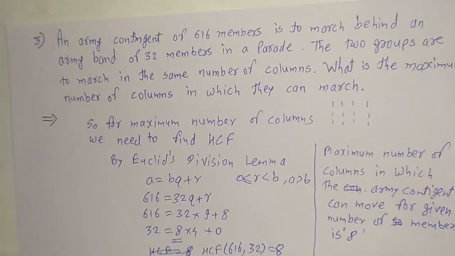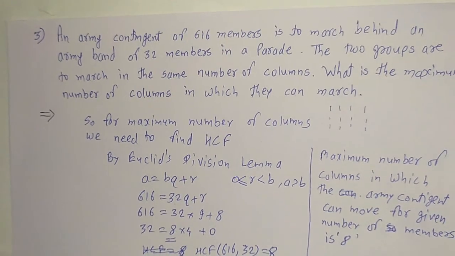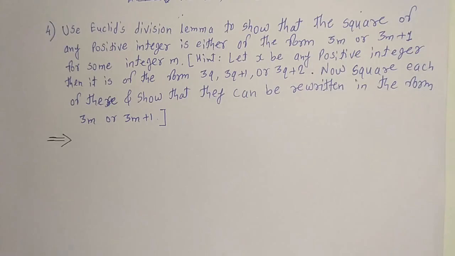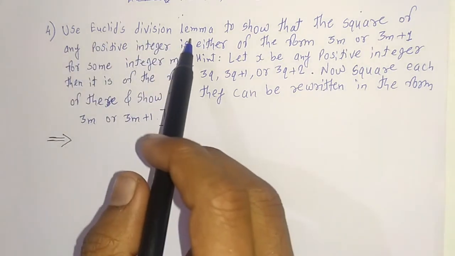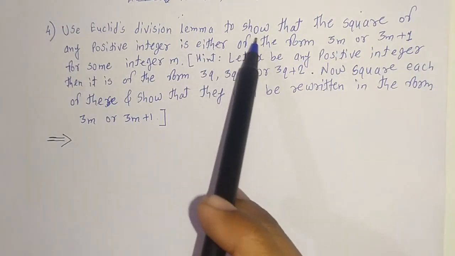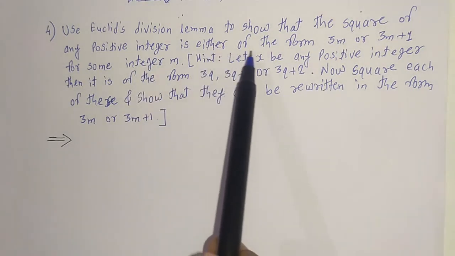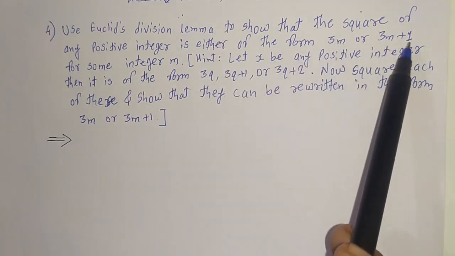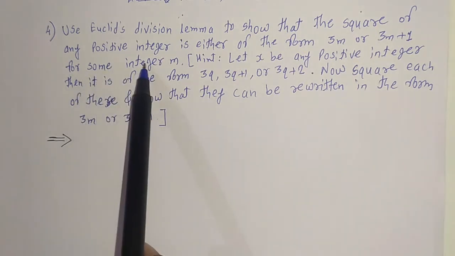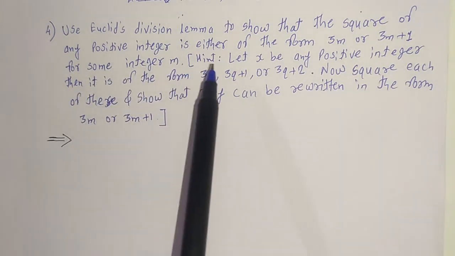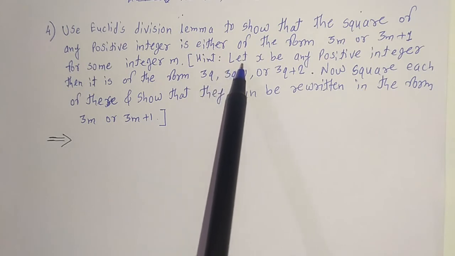So let's look into question number 4 of exercise 1.1. In question number 4, let's read the statement given. Use Euclid's division lemma to show that the square of any positive integer is either of the form 3m or 3m plus 1 for some integer m. So a hint is also given in your book.